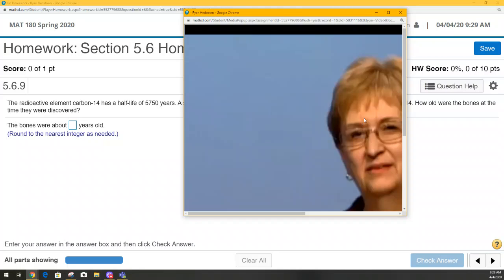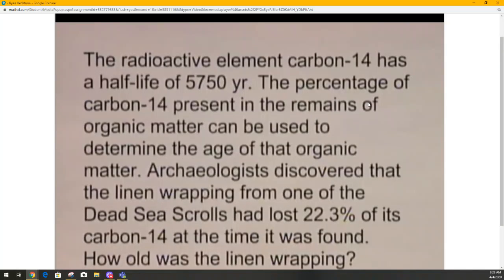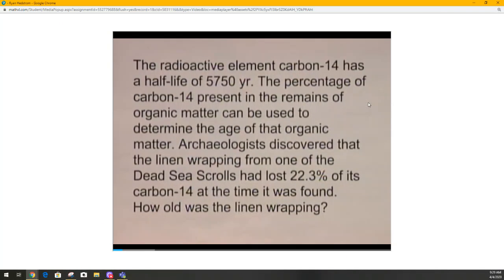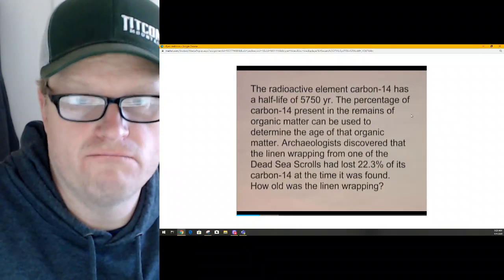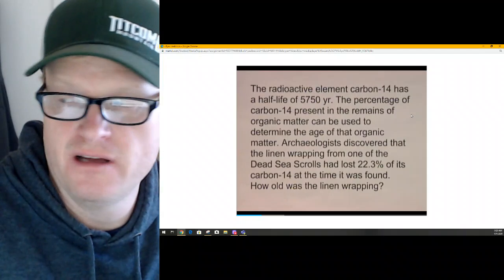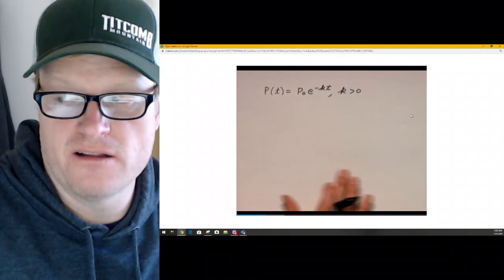This application involves carbon dating. The radioactive element carbon-14 has a half-life of 5,750 years. The percentage of carbon-14 present in the remains of organic matter can be used to determine the age of that organic matter. Archaeologists discovered that the linen wrapping from one of the Dead Sea Scrolls had lost 22.3%. Now, these videos are available for most of the homework problems that you have, and you just click on them and they'll come right up.